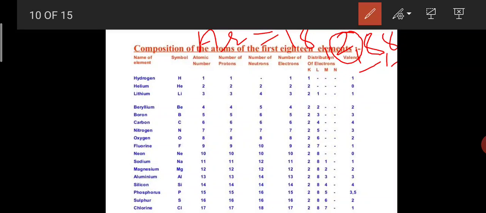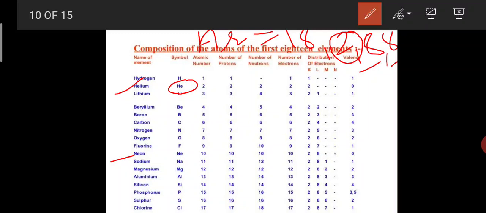For example, you can take the example of helium, neon, argon, krypton, which have a completely filled outermost shell. That is, the outermost shell of a noble gas contains 8 electrons, except helium. You can take the example of helium, which contains 2 electrons in its only shell. So student, noble gases do not participate in chemical combination.